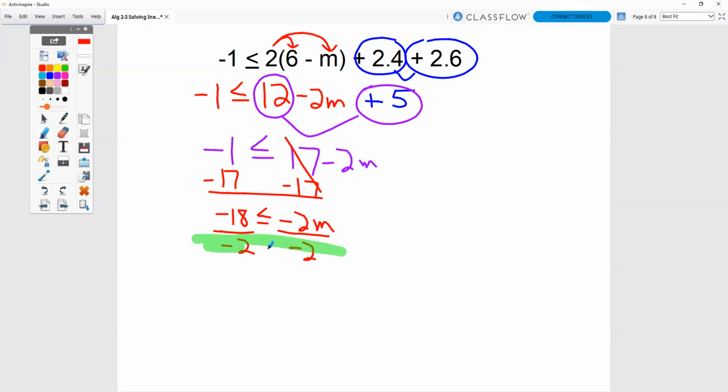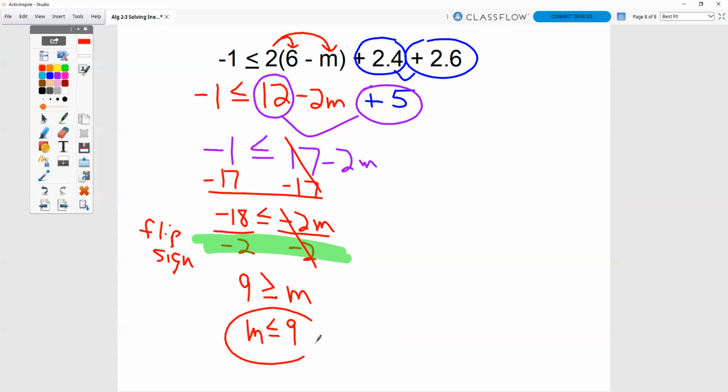This bottom number is negative. Since this bottom number is negative, I have to flip the sign. Negative 18 divided by negative 2 is positive 9. I flip the sign. Those negative 2's cancel out. Bring down my m. Now my problem is written backwards, or my answer is written backwards. I need to flip everything. This one is actually a double flip, all right? We flipped it once because we divided by a negative. We flipped it a second time to make the letter come first.